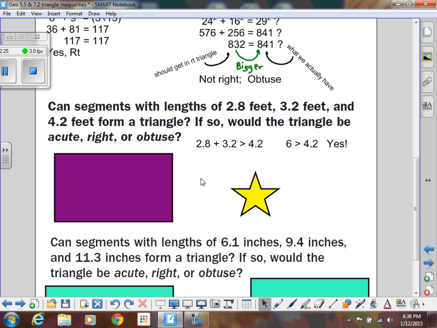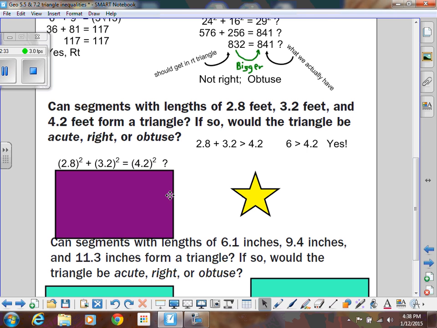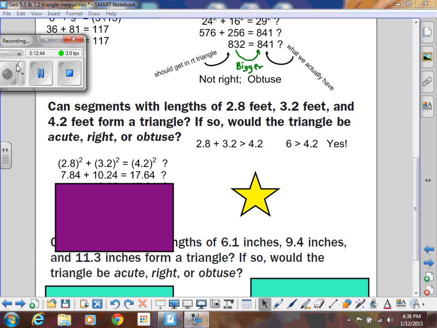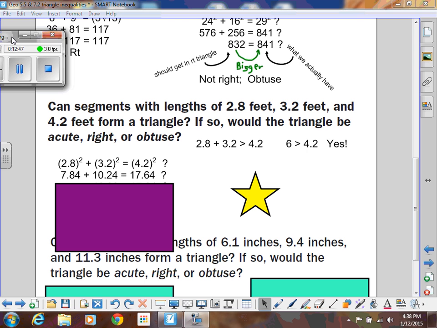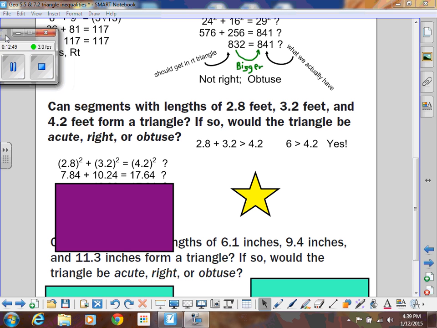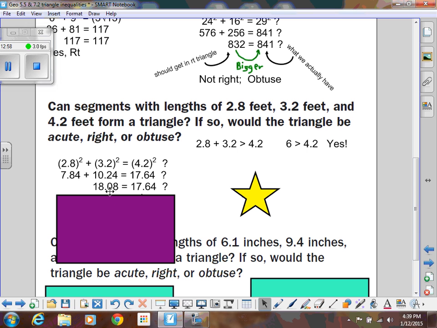So now we can go on and say, okay, if this is a triangle, then is it going to be right, acute, or obtuse? So we're going to use the Pythagorean Theorem. So we're going to say, is 2.8 squared plus 3.2 squared, is that equal to 4.2 squared? If it's equal, then it's right. So 2.8 squared is 7.84, and 3.2 squared is 10.24, and 4.2 squared is 17.64. So I just typed that into the calculator. So if we add those up, we're going to get 18.08 on the left side and 17.64 on the other side. So obviously this is not right because these are not equal.